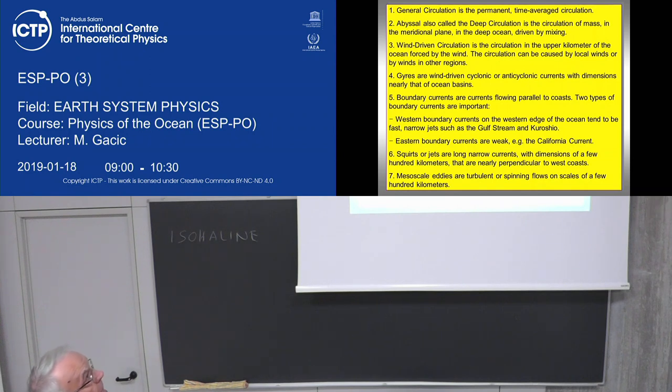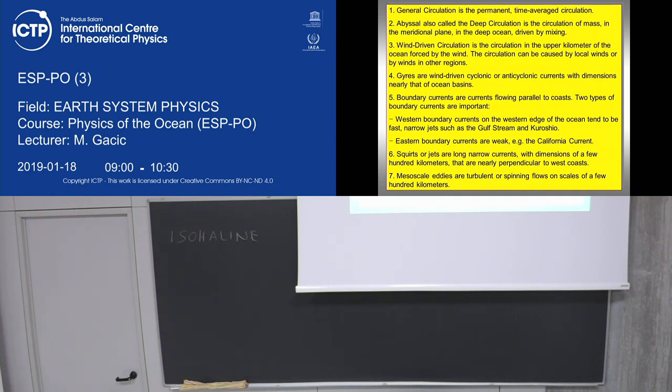And so how do you obtain this general circulation? By doing measurements, if you're able to, over a period long enough to do the average. This is close to what we call the general circulation, which is the permanent, time-average circulation. Then we have the abyssal circulation, also called the deep circulation, which is the circulation of masses in the meridional plane in the deep ocean driven by mixing.